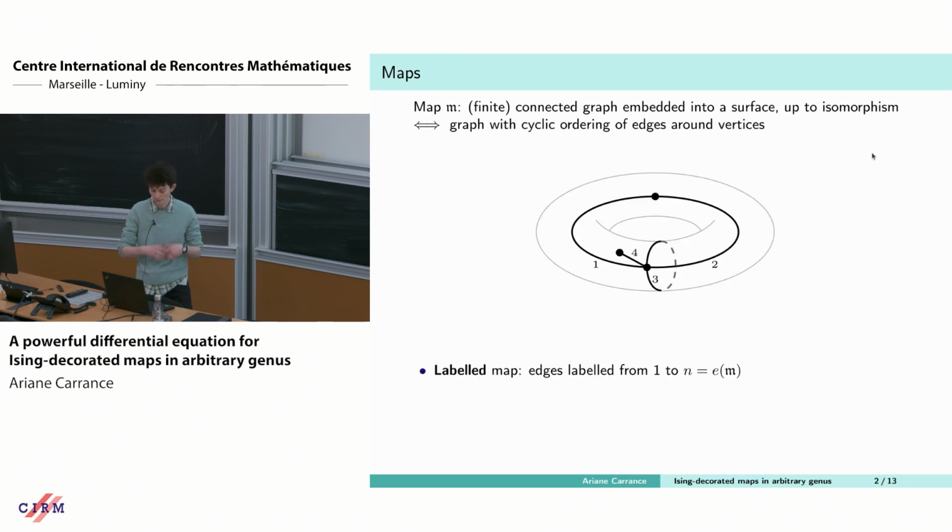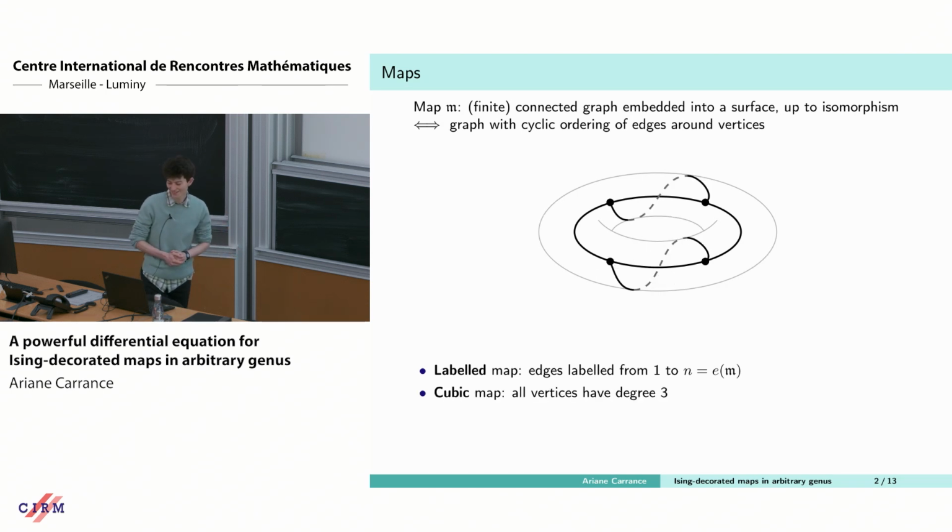In all this talk, I'm going to consider labeled maps, which means that you have an integer label on each of the edges. I'm not going to write them down each time, but it's the objects that we're going to look at and enumerate. And an important thing is that adding these labels to our maps kills non-trivial automorphisms.